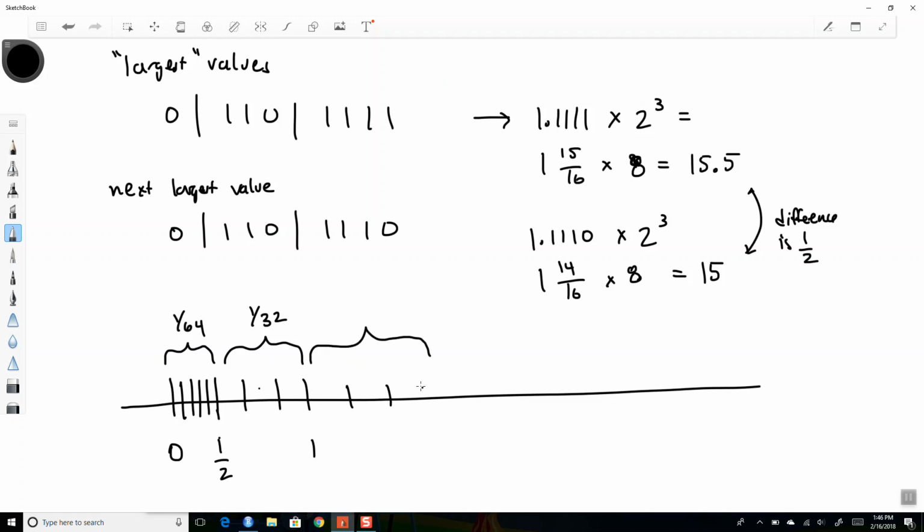gets wider, spacing by 16ths. And then it gets even wider. You're going to space out by 8ths. Okay, and I think this would take us to about 2, and this would take us to about 4, and so on and so forth. Okay, and basically as the numbers get bigger and bigger, the spacing gets wider.